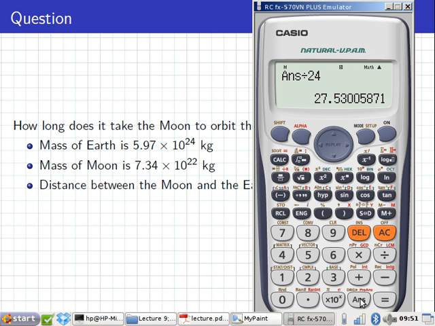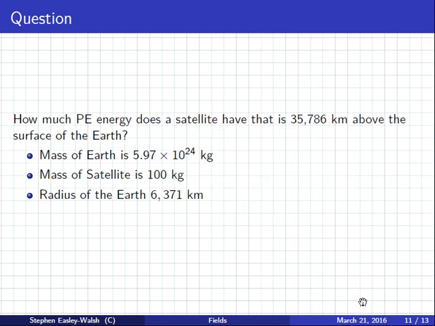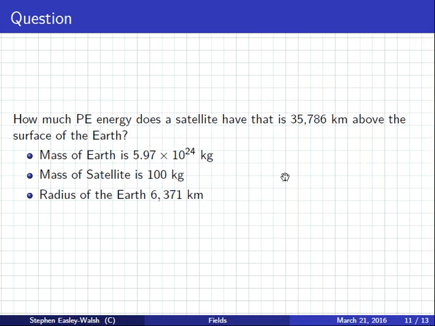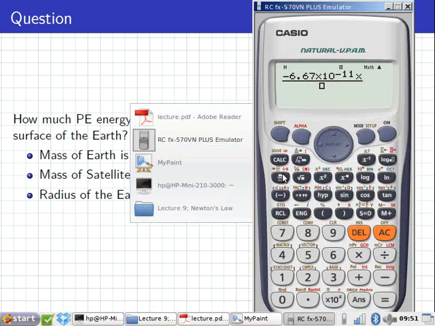Okay. Continue? Yep. How much potential energy does a satellite have when it's that much above the surface of the Earth? Okay, so let's calculate that. Oh yeah, I should actually say that mgh is only when it's near the surface, because remember we required the distance to be small. So minus G times the mass of the satellite. Oh, did I not give the mass? 100 kg. Oh yeah, 100 kg.